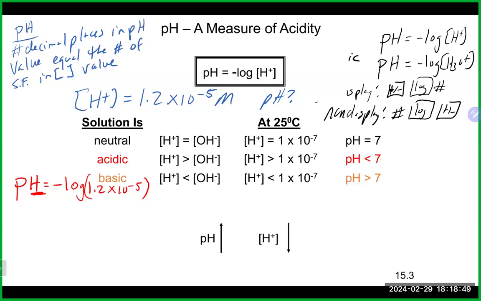And on my calculator here, it gives me 4.920818754, which is clearly too much in terms of an answer. But that is sort of what you should see on your calculator.